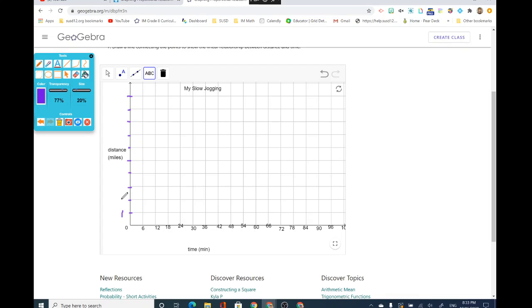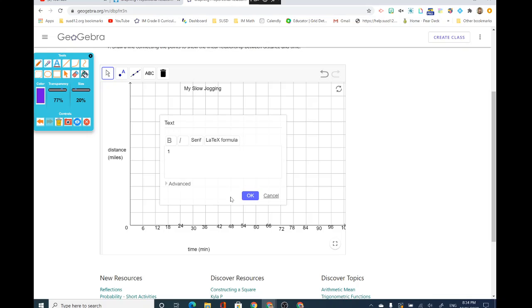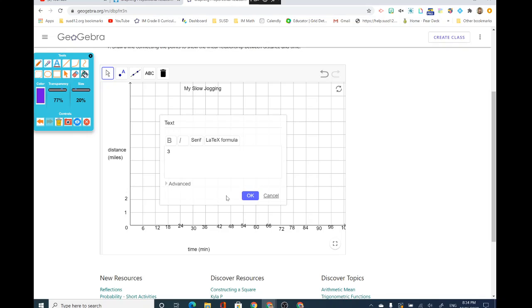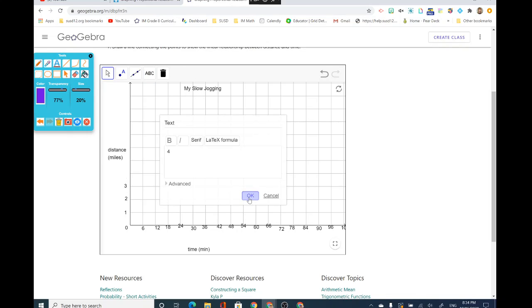So 1, 2, well, you don't have this little purple pen on your desktop, do you? And even if you did, I wouldn't be able to save it and see it. You need to use the text tool from GeoGebra. Click on the text tool and then label these units. Label this axis, 1 mile, 2 miles. Make sure you realize these are miles. 3 miles. Go ahead and say the units as you do it so that you understand what the numbers mean.